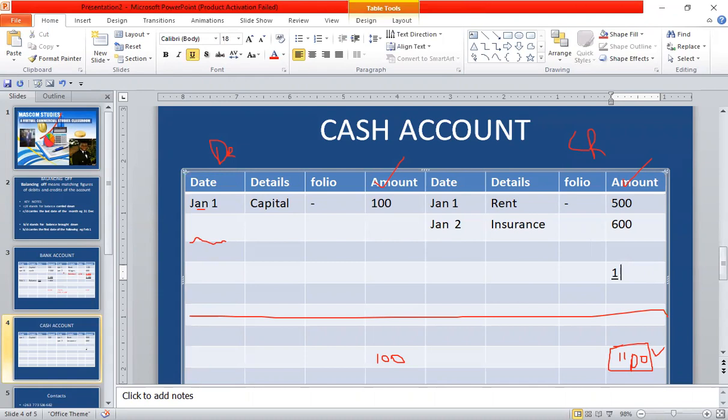We write 1,100 and you double underline on both sides. Where there is a shortfall, you write CD, and the shortfall is actually on the debit, and we compare 1,100 minus 100, we get 1,000. So we write 1,000 on this one as our balance CD. This is our CD because this is a shortfall, and we write balance in the details column like this one.